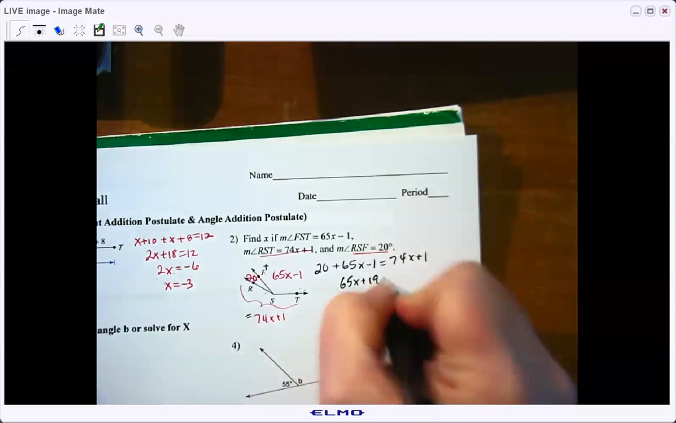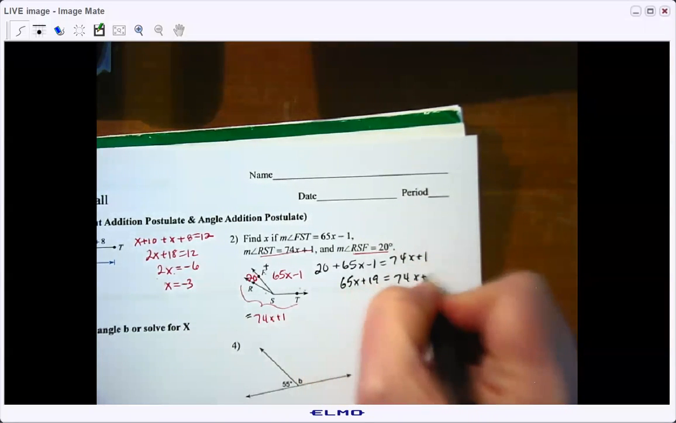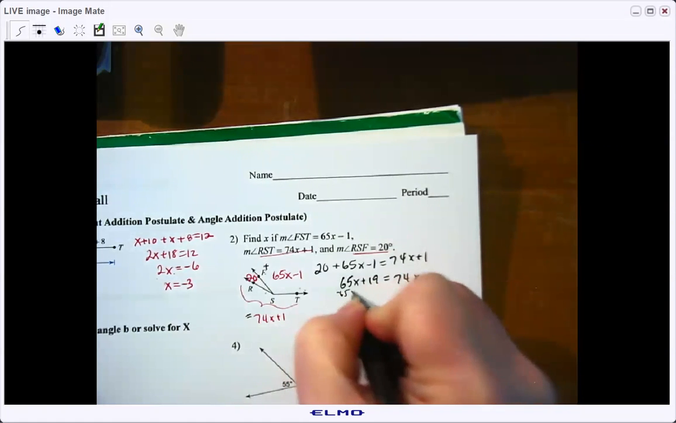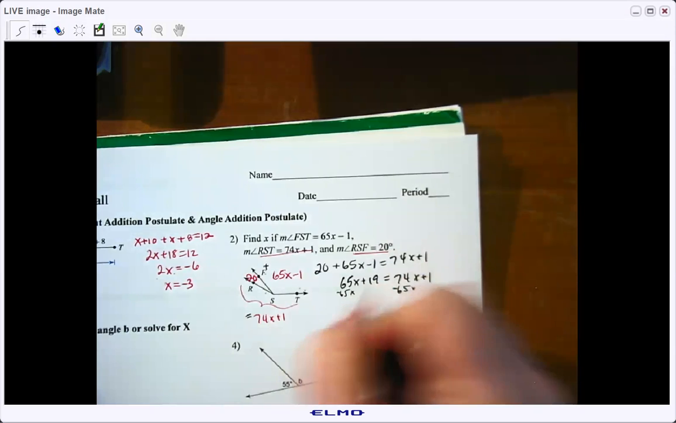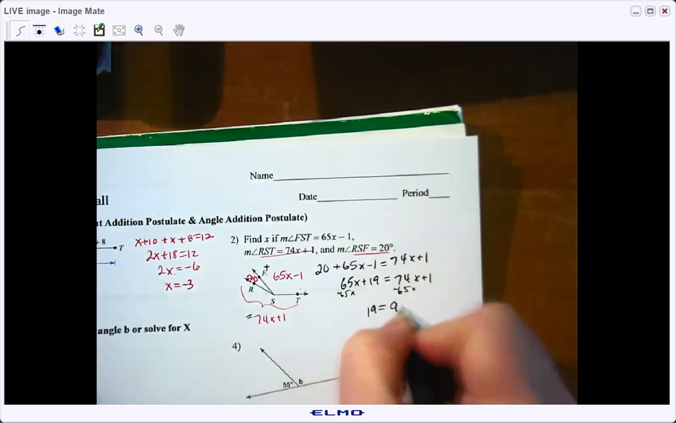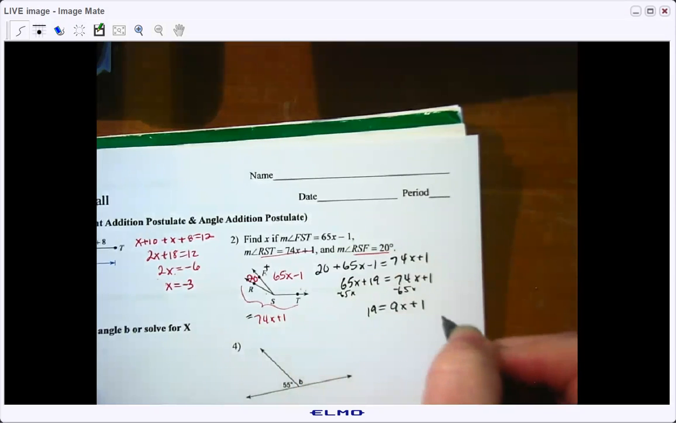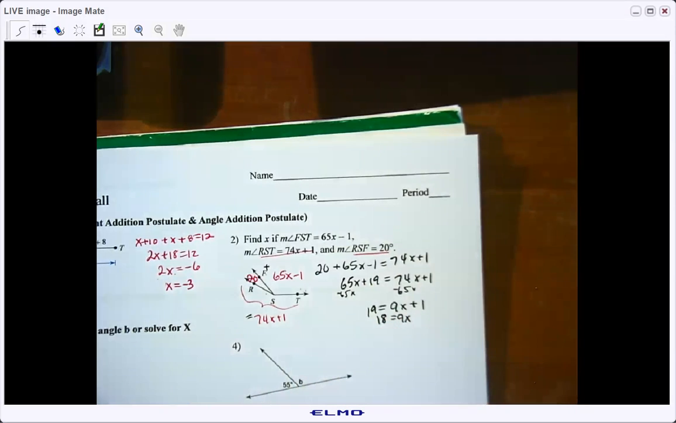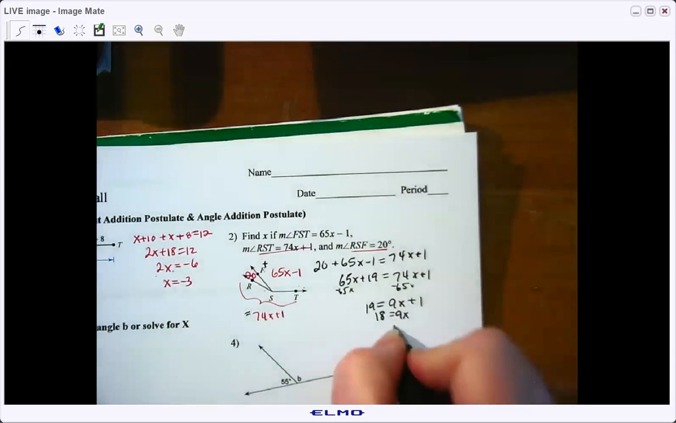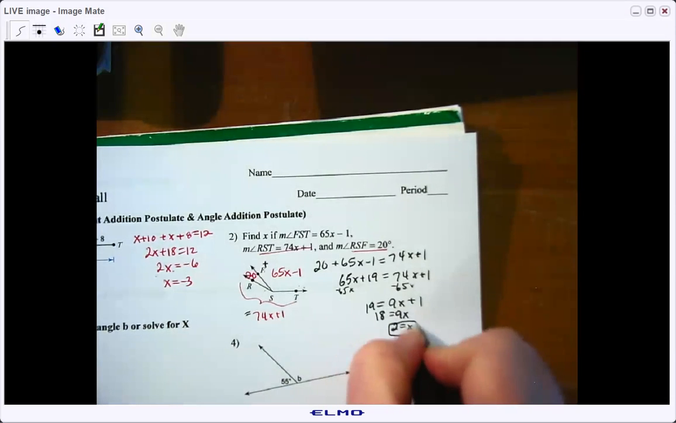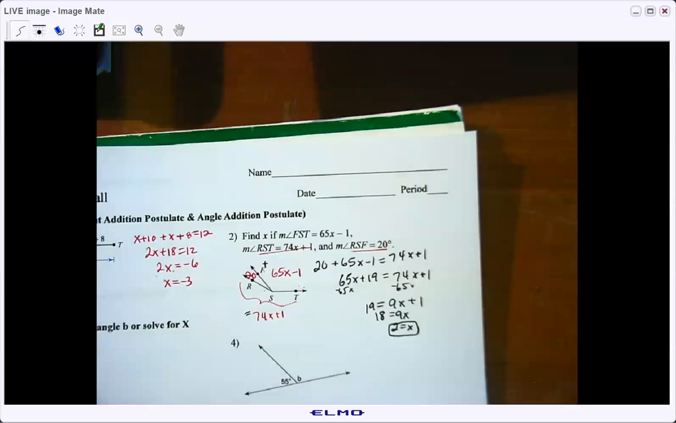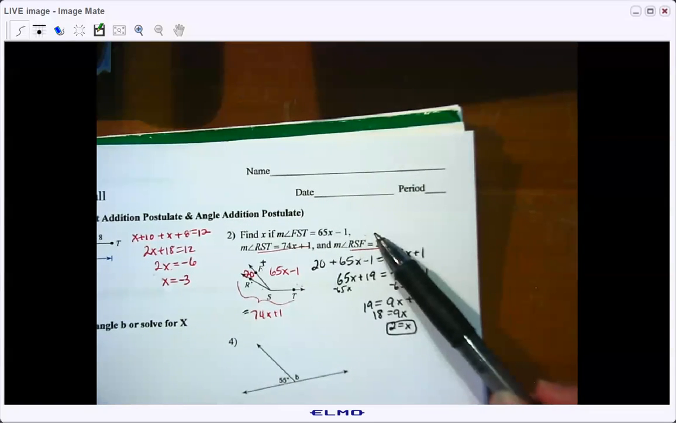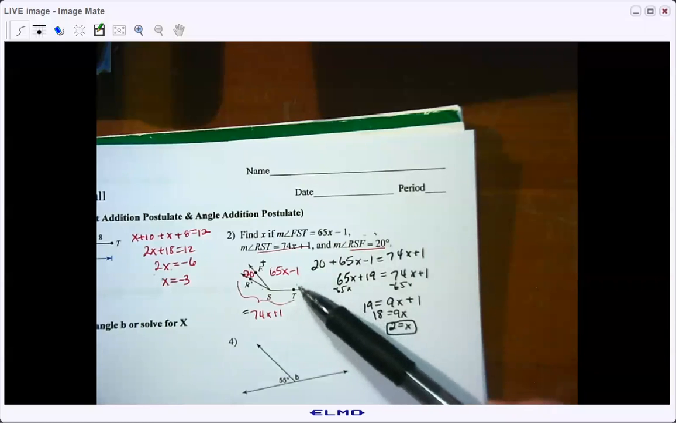65x plus 19 equals 74x plus 1. Subtracting 65x on both sides, we get 19 is equal to 9x plus 1. Good. Subtracting 1 on both sides, we get 18 equals 9x. And some of you have already put it in the chat box. Divided by 9, we get 2 equals x. And you're done. But see how important it was to actually label the picture, because it's a little hard to do it from here, but it's a lot easier to do it from the picture.